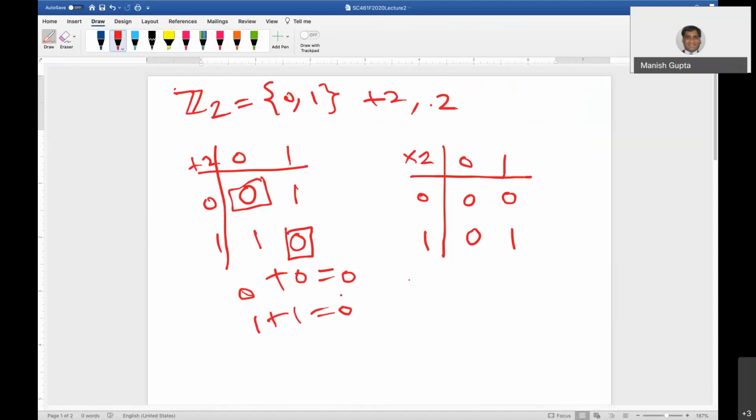Now, if you look at multiplication, we have 1 here as the multiplicative identity. So 1 into 1 is equal to 1. So 1 is its own inverse. Of course, we are not looking for an inverse of 0, because we don't divide by 0. So this is nothing but what is known as the binary field, because it has only two elements.